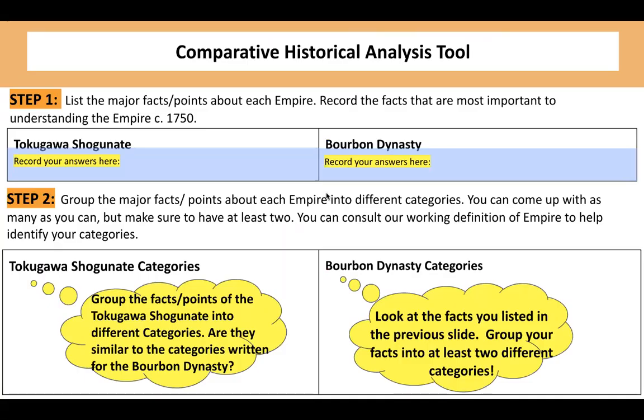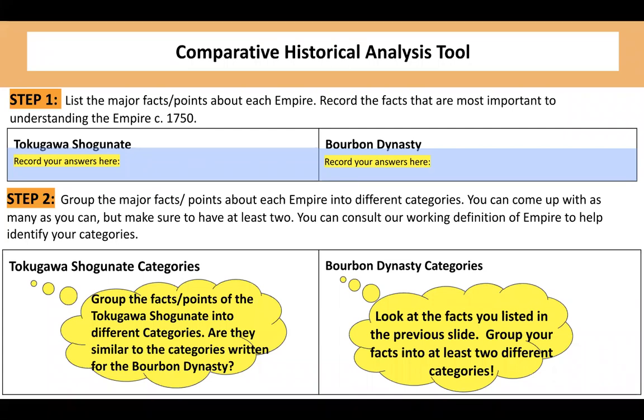So step 1, and I'm using the content from the early modern comparison of the Tokugawa shogunate and the Bourbon dynasty that can be found in Unit 1 in Grade 10. Step 1 is going to list major facts or points about the 2 empires I have chosen here. You could use this tool for anything.